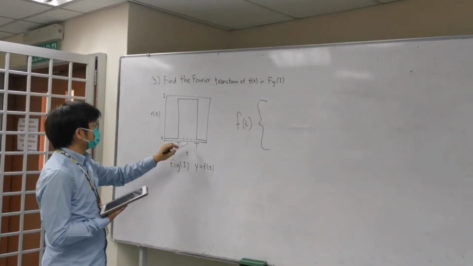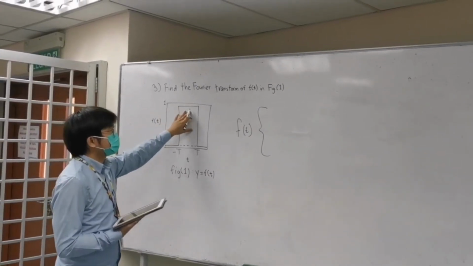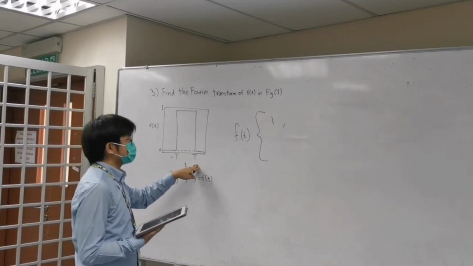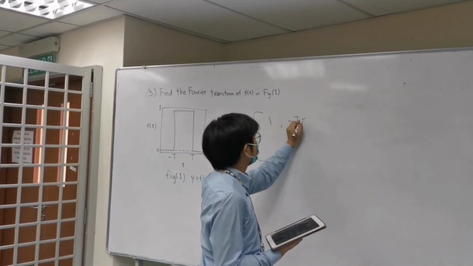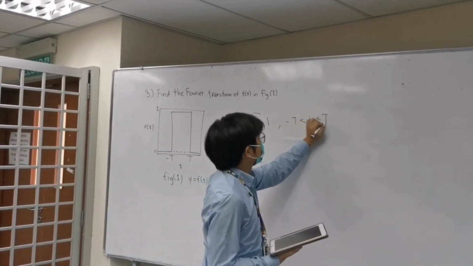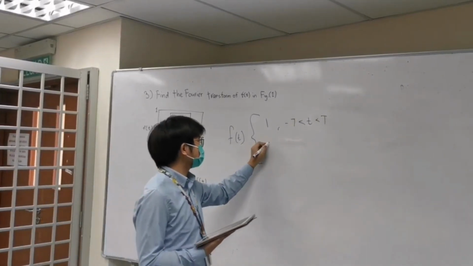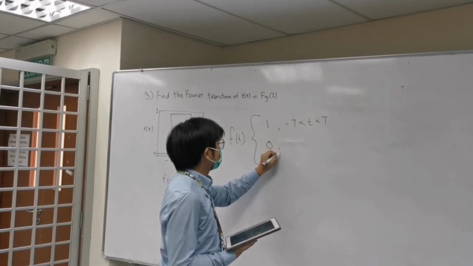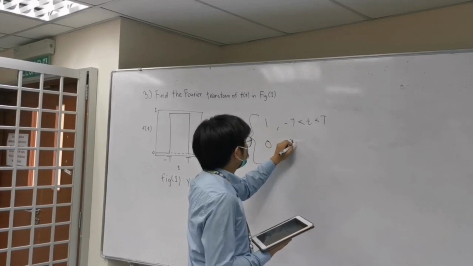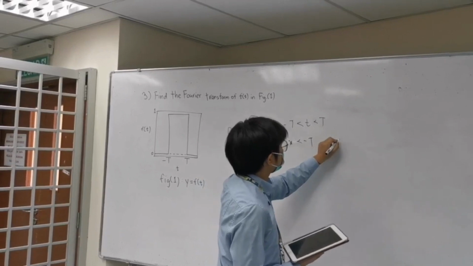From negative t to t, we notice that the ft is equal to 1. So when the ft equals 1, the x is negative t until t. So we write it. Sorry, this is t. So negative t to t. The others is 0. So we also write that when the ft is 0, the x will be less than negative t and the x will be more than t.